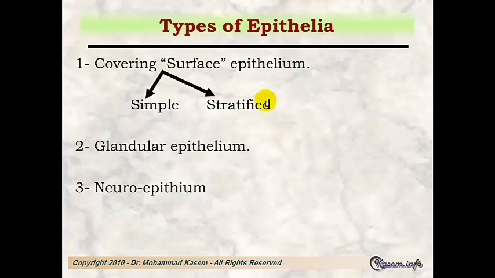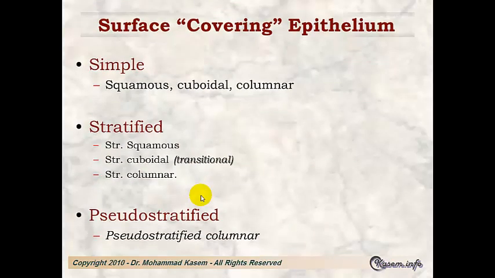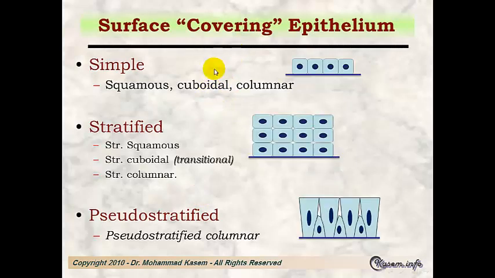What are the types of epithelium? Epithelium may be covering or surface epithelium, which may be further divided into simple and stratified types. Also, it may be glandular epithelium, which is found in glands. It may also be neuroepithelium, which is connected to the nervous tissues. The surface or covering epithelium may be simple, stratified, or pseudo-stratified.